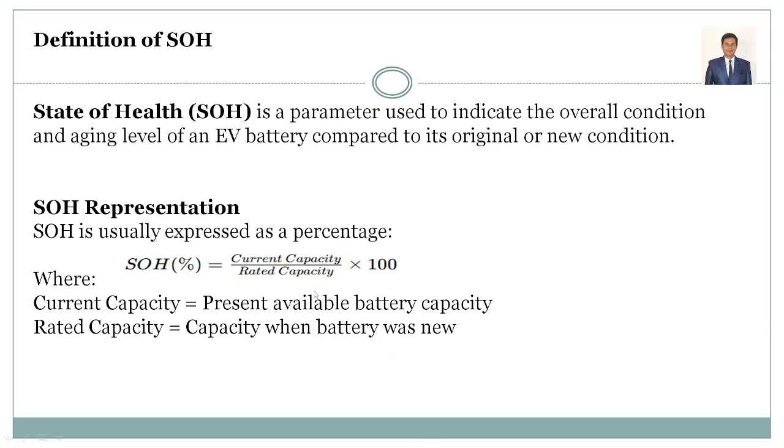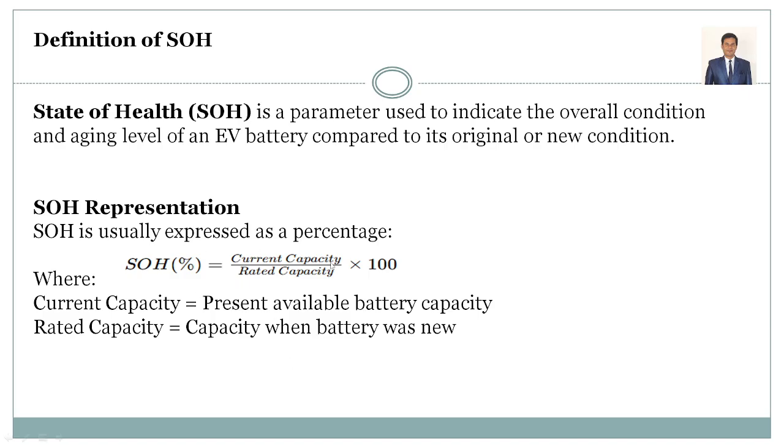4 Ah divided by 5 Ah, what will it tell us? The Ah gets cancelled, 4 by 5 into 100, so it comes to around 80%. That is 0.8 into 100, which is 80%. So the SOH now is 80%. That is how you calculate the SOH.